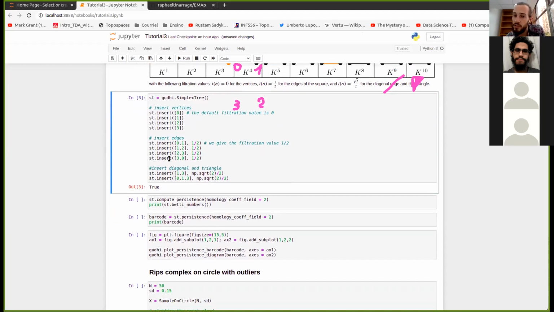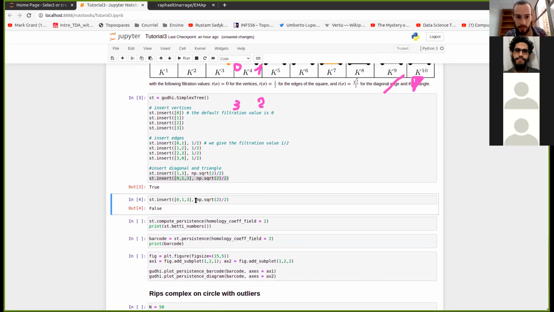So GUDHI says true. When I insert a simplex, it says true if the simplex was not already there in the filtration. If it were there, it will say false. For instance, if I do it again, it says false, but it's not a problem.